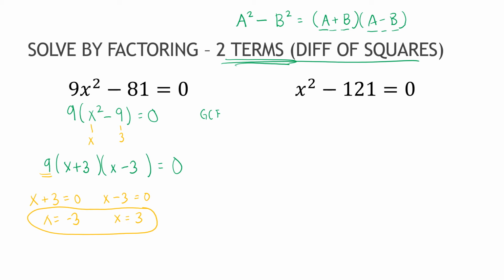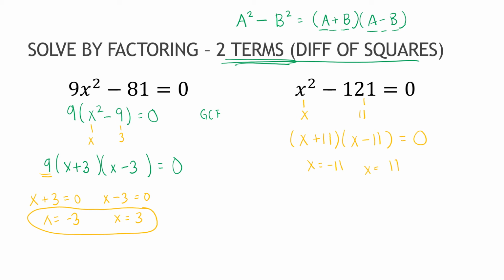Same thing with the second one. This one I didn't have a GCF to take out, but the square root of x squared is x. The square root of 121 is 11. So it's x plus 11, x minus 11 equals 0. And that gives me x is negative 11 and x is positive 11.